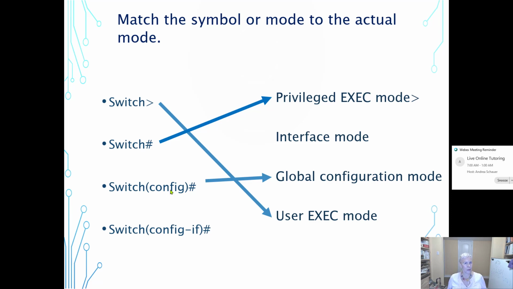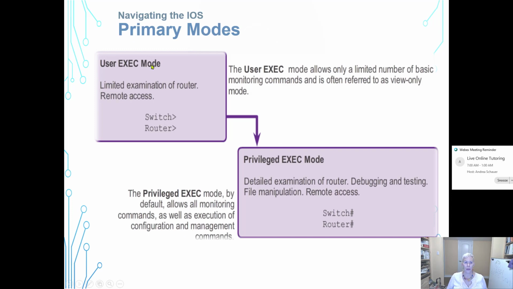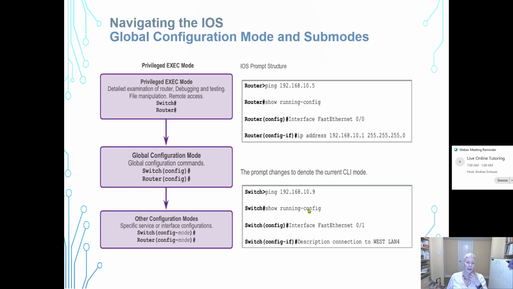Last one, this one's the most obvious, switch config if, IF. And IF stands for interface, and that's one of the specialty modes. These four we will do all the time. This just recaps going through these primary modes, user exec mode. We've got the greater than symbol, and you have very limited access. From here, I can go into privileged mode, where my access privileges go up a little bit, but they're still very limited. And then global configuration modes and those submodes or those specialty modes.